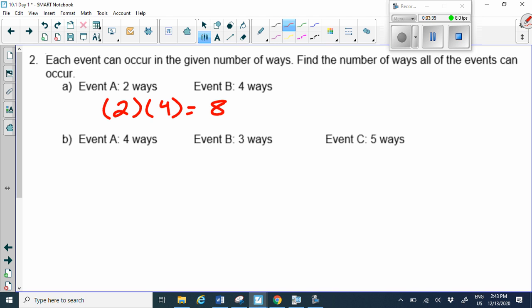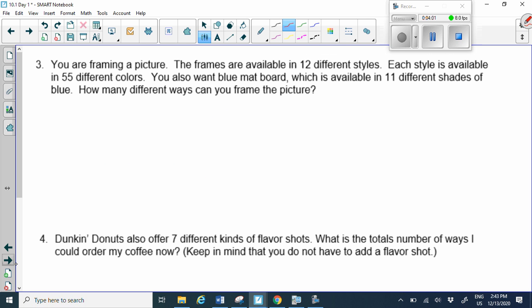Okay, let's look at B. So event A is 4. Event B is 3 ways, and event C is 5. So remember, using that fundamental counting principle, we just multiply everything out. So we have 4 times 3 times 5. Just plug that into your calculator if you need to as well. And when we do, we get 60. Okay? And it's really that simple. That's all you need to do for this counting principle.